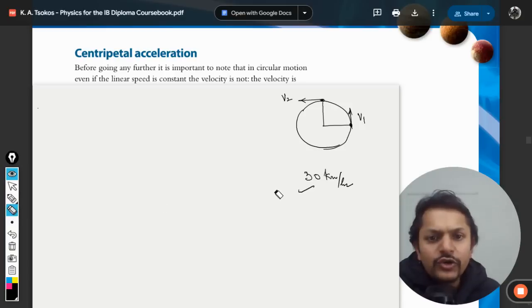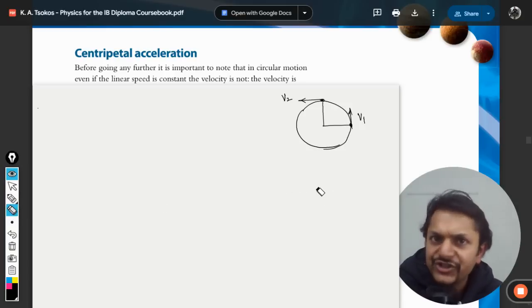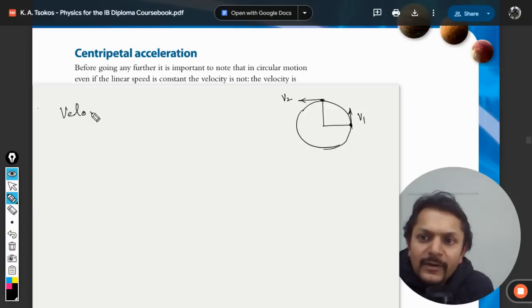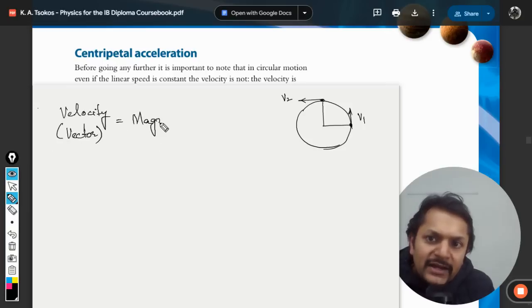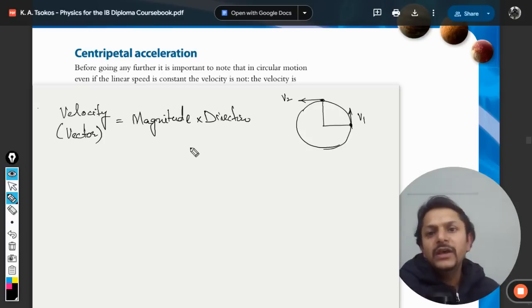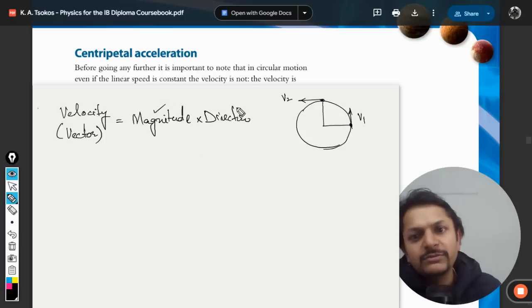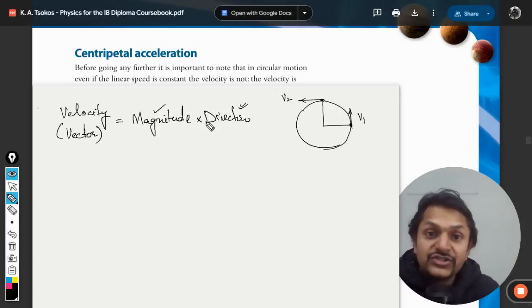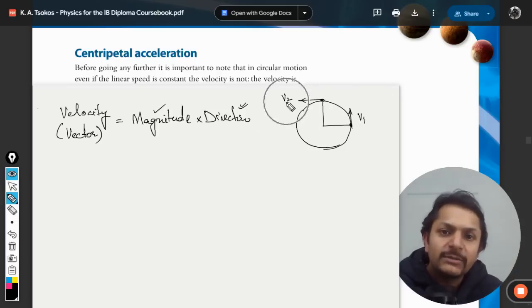But still, won't you say that the velocity has changed? Because velocity is not only the magnitude, it is the direction. Velocity is a vector which depends on the magnitude as well as direction. So if magnitude is not changing but the direction is changing, even then we have to say that the velocity has changed. So this velocity is not same as this velocity.